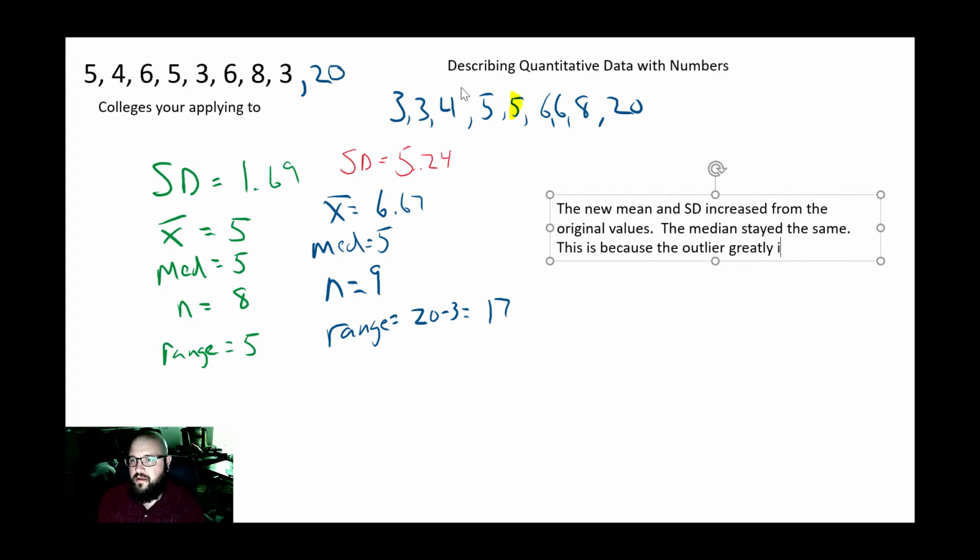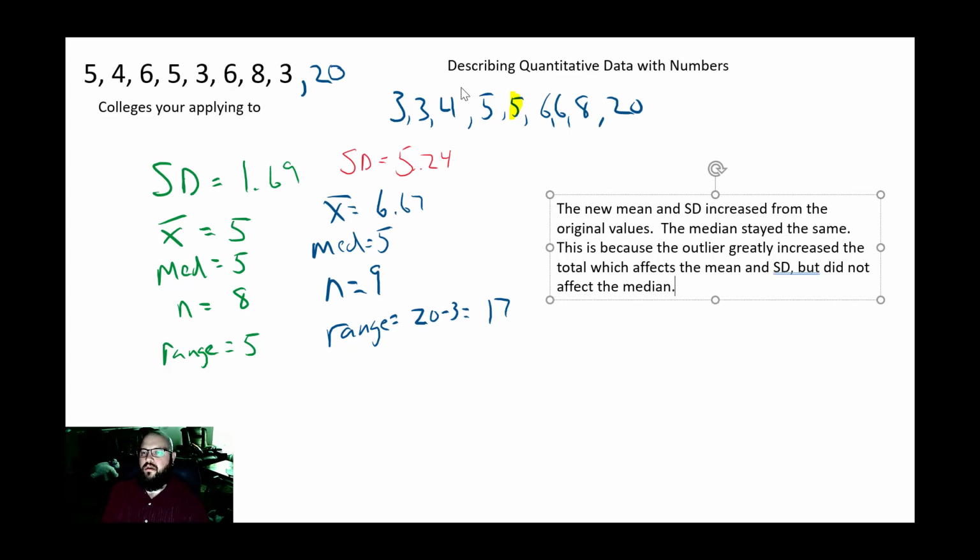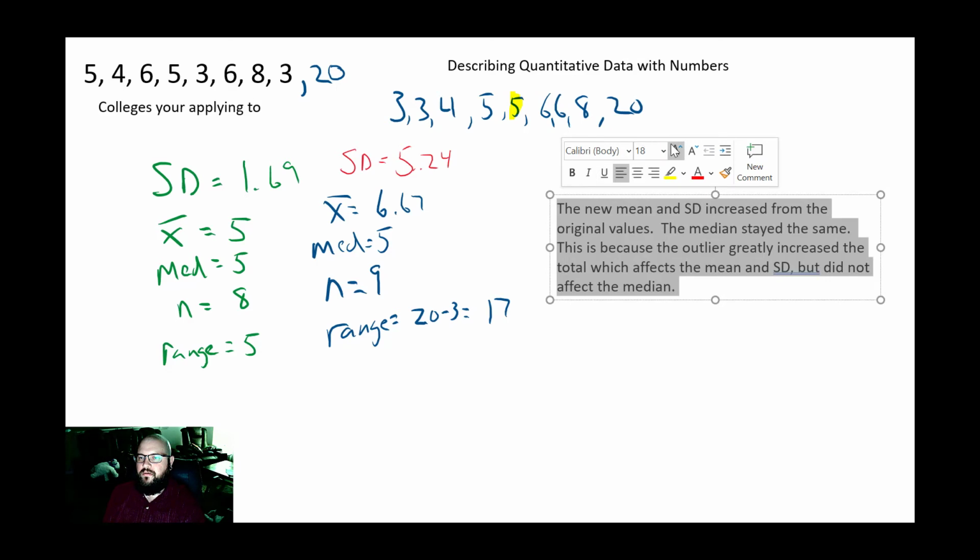So with this, the reason those changed, so you can say this is because the outlier greatly increased the total, which affects the mean and standard deviation. But what didn't it affect? It did not affect the median. Alright, so I'll make it a little bit bigger in case I need to see it. Just highlight it real quick.